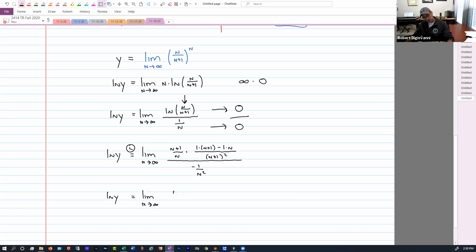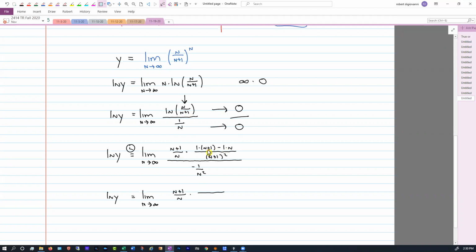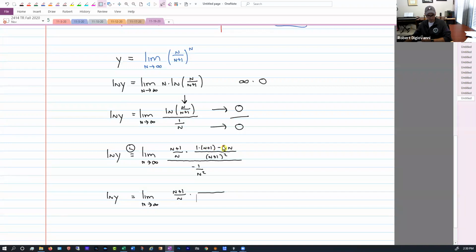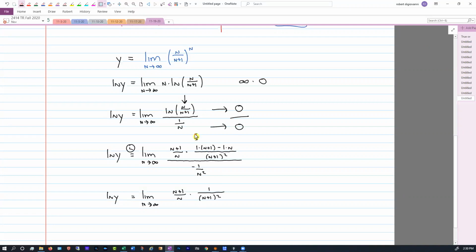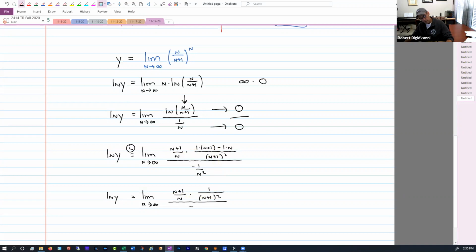Let's clean up. So n plus 1 over n times, let's see, what is the numerator here? n plus 1 minus n. Isn't that just 1? That's just 1, isn't it? Yep, that's just 1. 1 over what? n plus 1 squared, right? But doesn't the n plus 1 cancel out? Yes, they will. I'll do that on the next line. And then all of that's over negative 1 over n squared. Let's cancel an n plus 1.